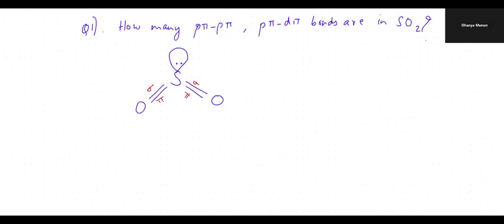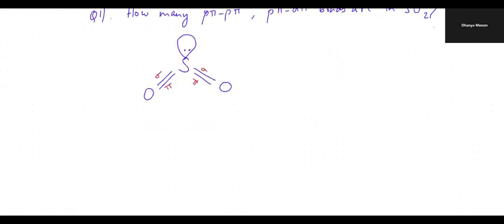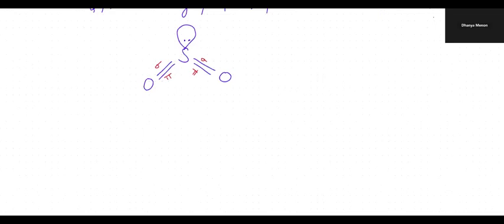Now we need to check if it's a p pi p pi bond or a p pi d pi bond. That's what we have to check, and that's what they have asked: how many p pi p pi and p pi d pi bonds are there? So they're talking about the two pi bonds. Now, let's start with writing the configuration of sulfur.